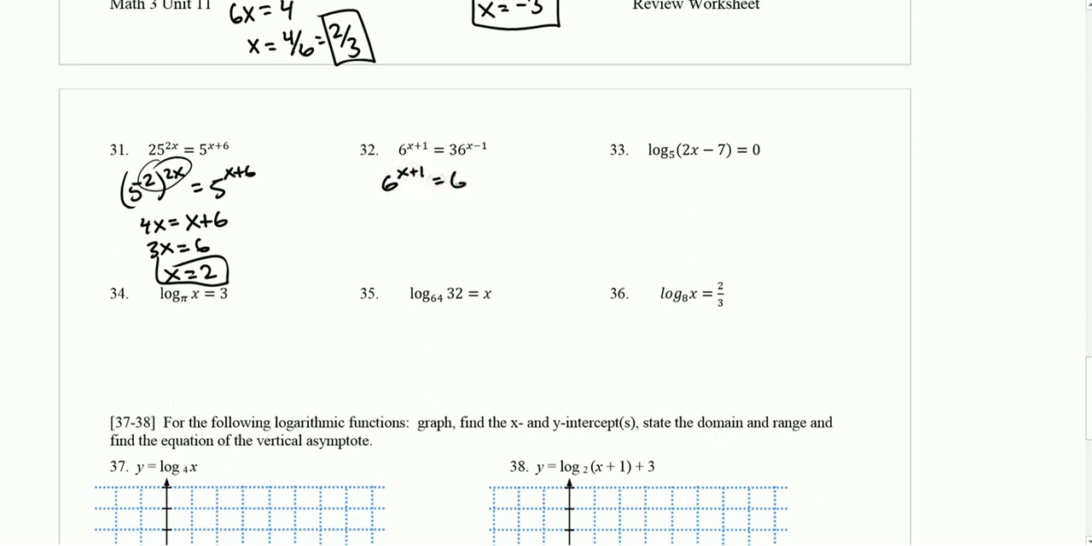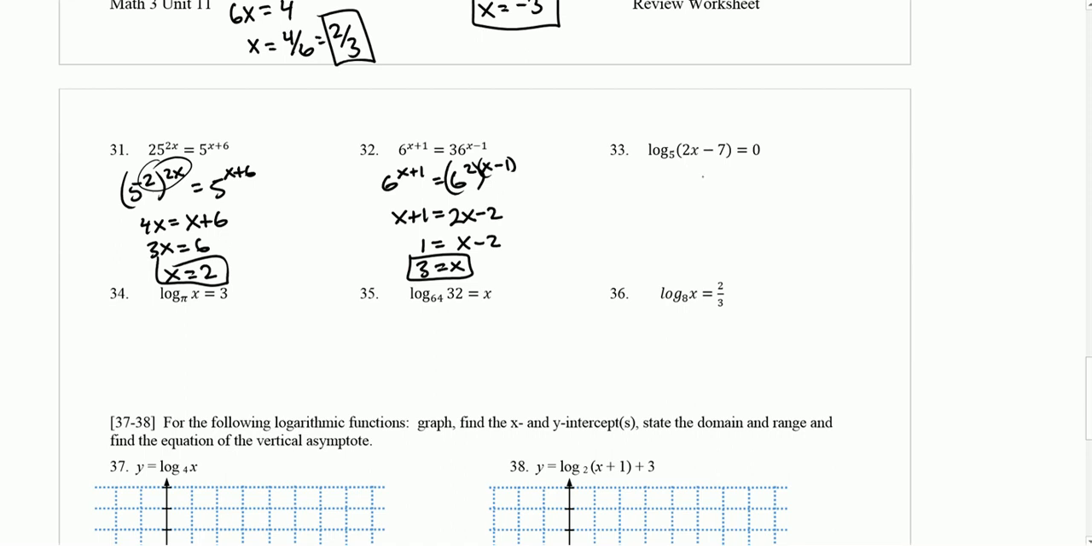Number 32: 36 is 6 squared. And so x plus 1 is equal to, multiply the 2 times x minus 1. I'm going to subtract x from both sides and add 2. So x is 3.